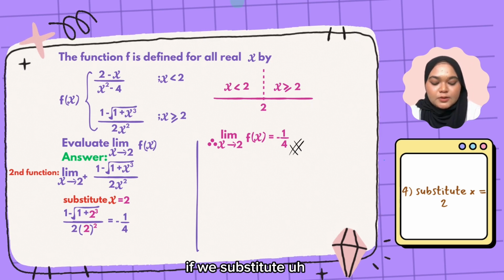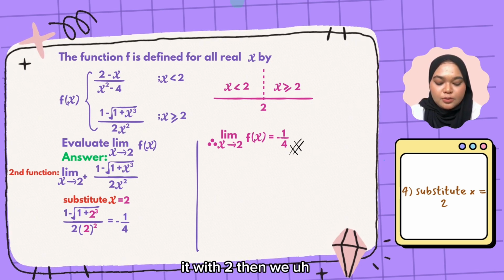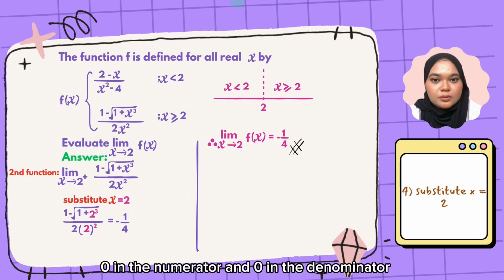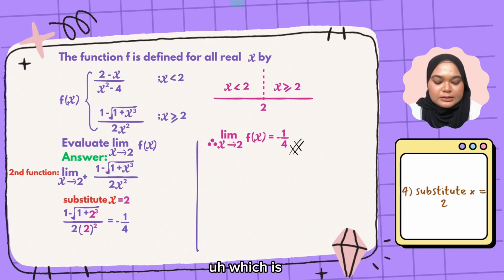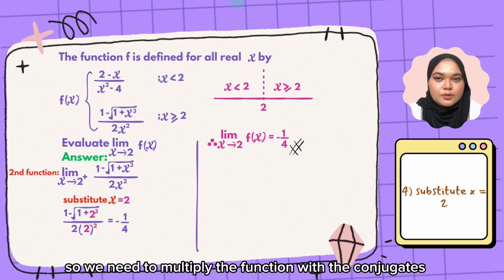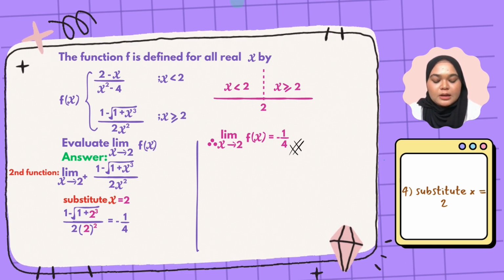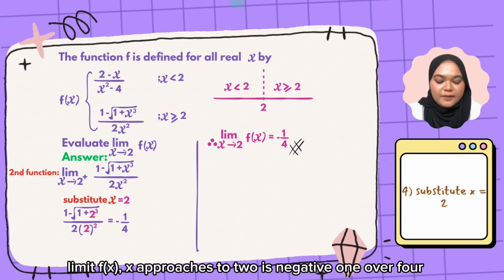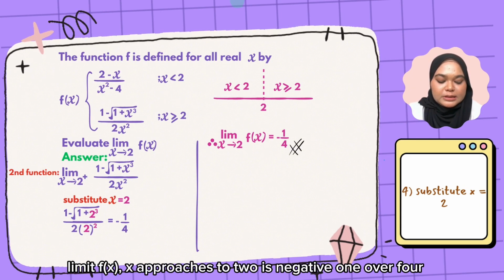If we substitute it with 2, then we get 0 over 0, which is 0 in the numerator and 0 in the denominator. It is an indeterminate form, so we need to multiply the function with the conjugate. Therefore, we can conclude that the limit of f(x) as x approaches 2 is -1/4.